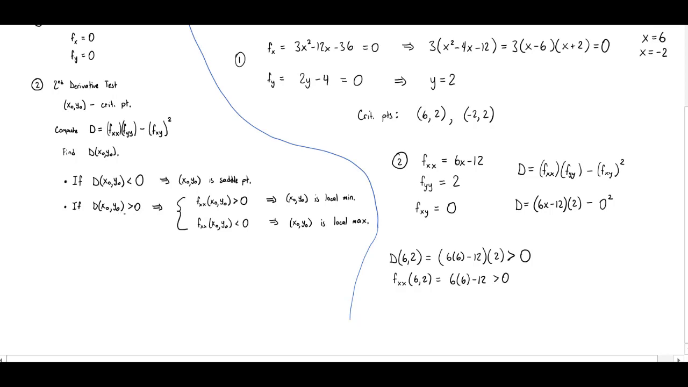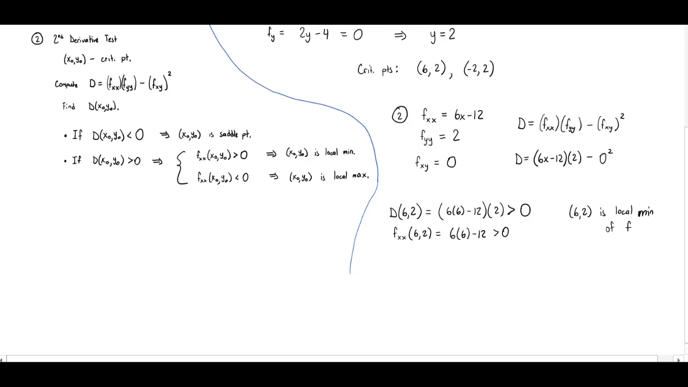So D is positive and fxx is positive. The second derivative test tells us that we have a local minimum. Okay? So then we can say the point (6, 2) is a local minimum of our function f.